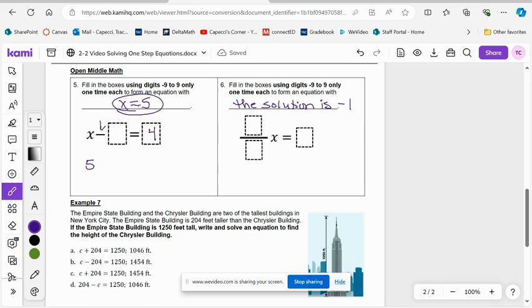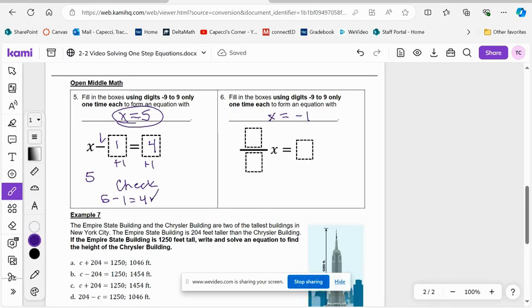So because this is a negative, I know I just need to add 1 to both sides, and that will give me a 5. So again, that's the value I'm going to use. I can check it just to make sure. 5 is my x value. That's what I was told to have. 5 minus 1 gives me 4. That's true. So I'm all set.